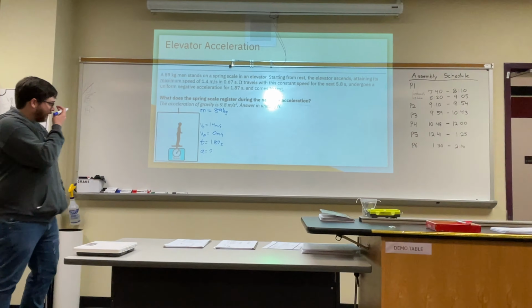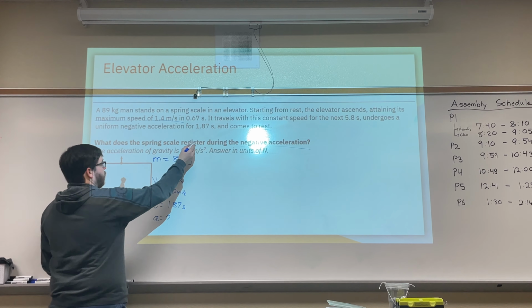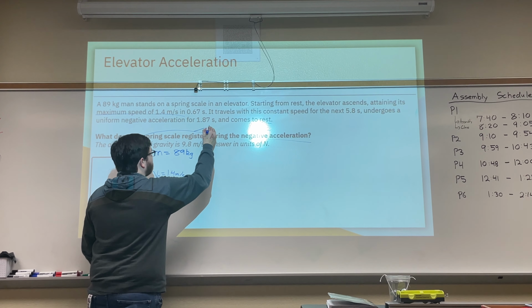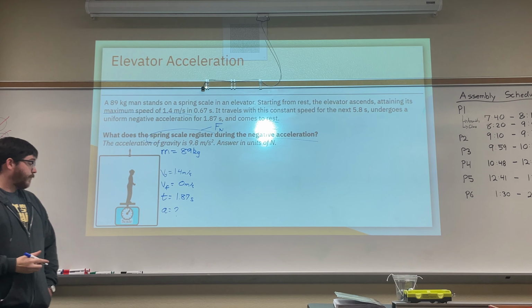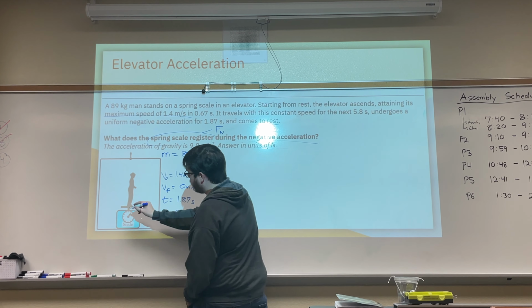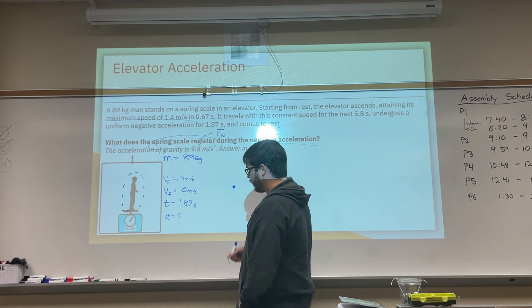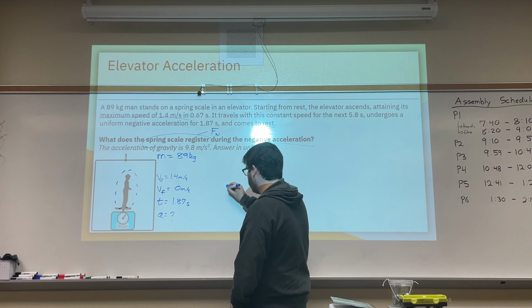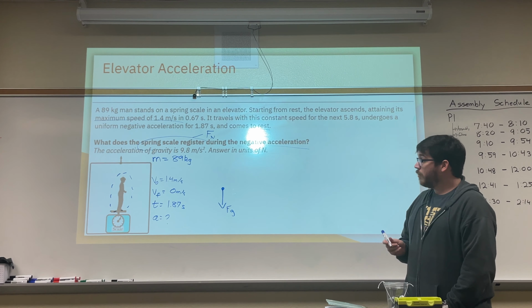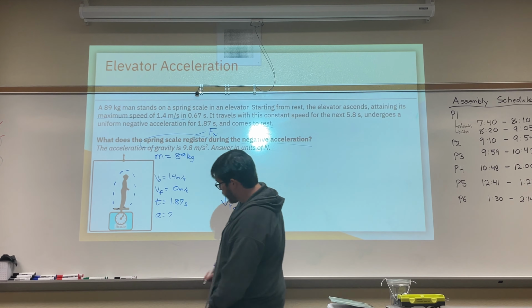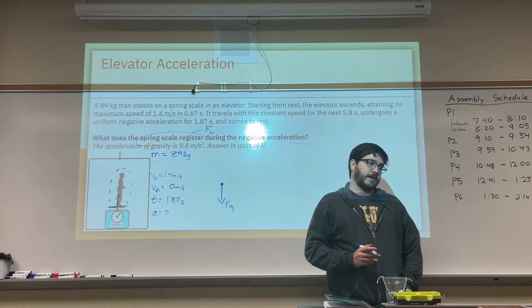Okay. But really, when we're asking what does the spring scale register, this is a way of asking what is the normal force, the interaction between the spring scale and the person. If we're drawing the force diagram for this person, the first force that we should draw every single time is the force of gravity, pointing to the center of mass of the Earth. Then we have the interaction between the spring scale and the person pushing up on them, perpendicular to the surface we're in contact with.